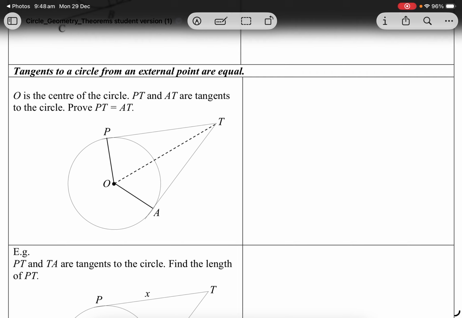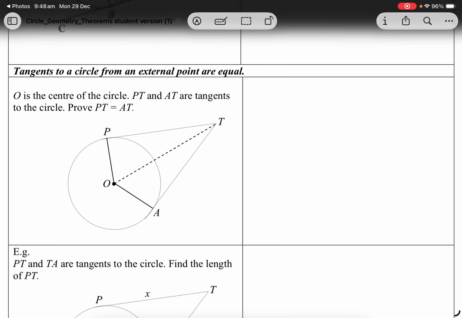So in this video, we're going to explore just a couple more tangent theorems, starting with this first one, which is saying that tangents to a circle from an external point are equal. Now we're given some information here that O is the center of the circle. Our tangents are PT and AT, and we want to prove that PT equals AT.